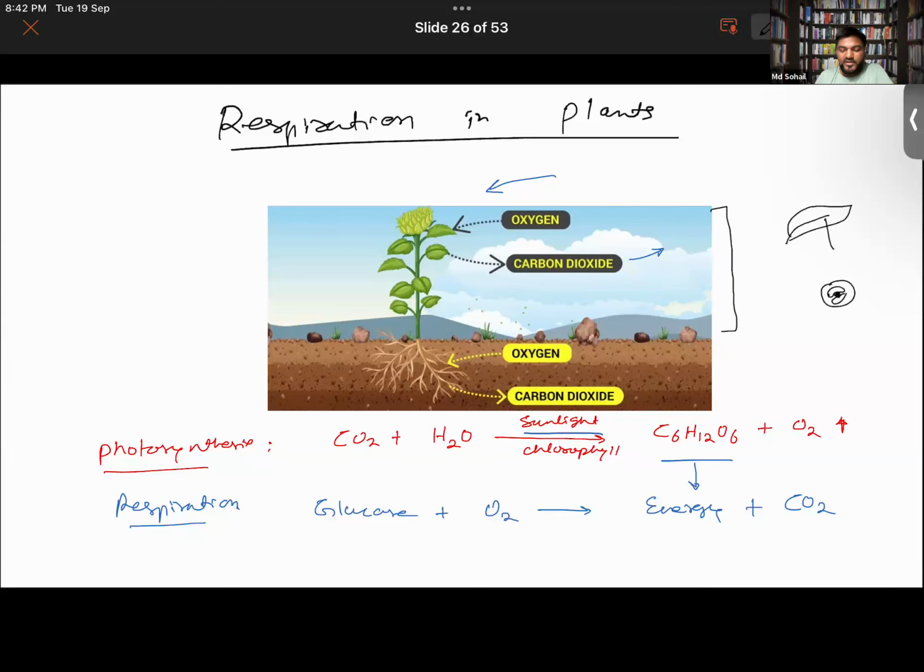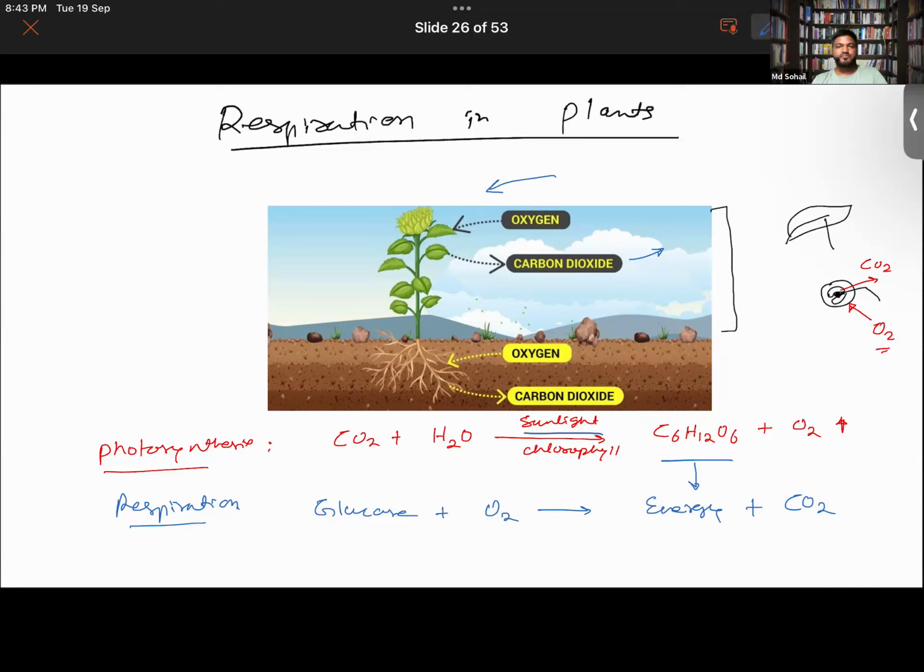Why, which exchange of gases is happening here? So during the process of respiration, carbon dioxide that is produced is released to the atmosphere through this opening. And oxygen is taken up by the plant through this opening also. Is that clear?